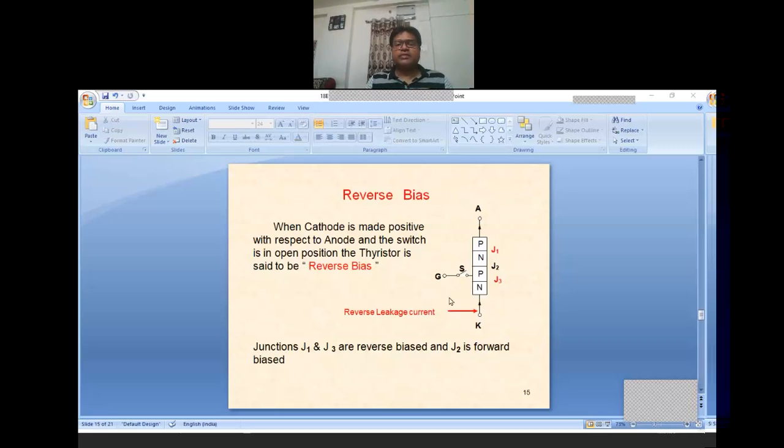The other condition which we have to discuss is reverse biased condition, where cathode is made more positive with respect to anode and the gate switch is in open position. It is reverse biased, and when we compare with the forward biased condition, now the opposite occurs, that is, the holes get attracted towards the negative terminal and then get repelled here.